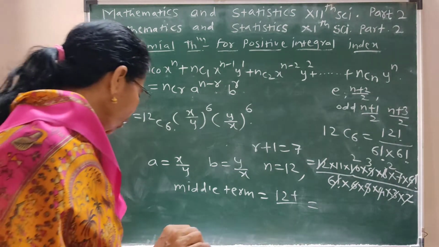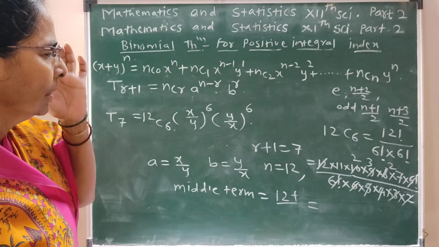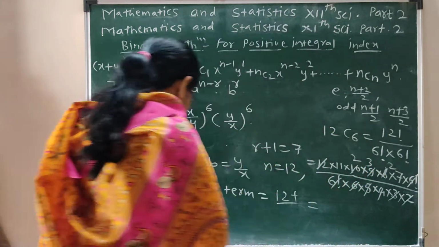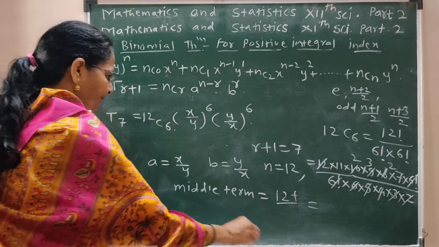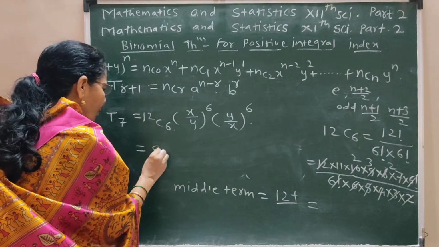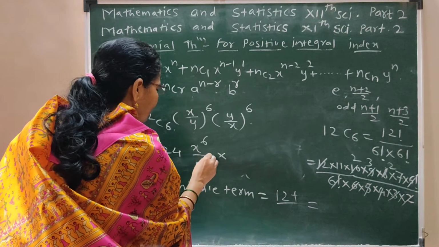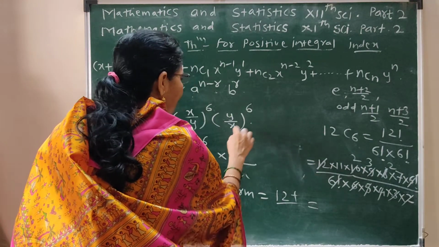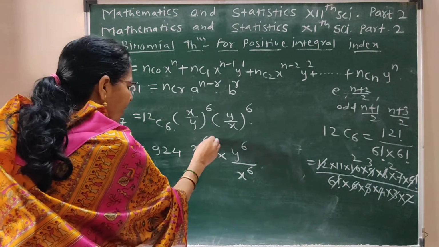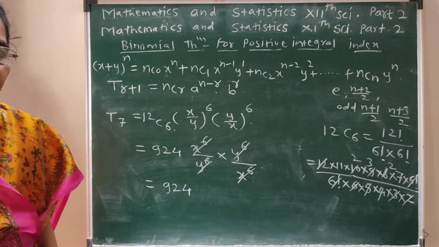This is the product. So the value of that is 924. Now the total value is 924. Now here is x raised to 6, y raised to 6, y raised to 6, x raised to 6. This term gets cancelled, this term gets cancelled, and the final answer is 924.